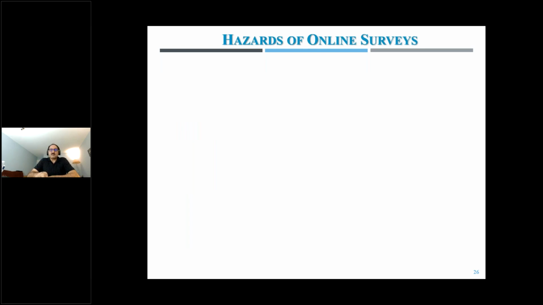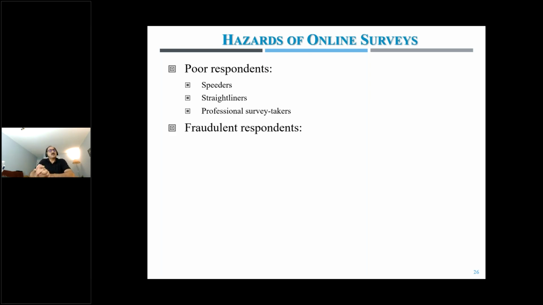And then I like to mention a couple of quick points about these online panels. I call it the Home Depot syndrome. Many researchers think that they can go to an online provider and provide some basic specs and get data that they can run with. Not recognizing that with online panels, often you have to worry about poor respondents. These are speeders, straight liners, and professional survey takers. And then also on top of that, you have to worry about fraudulent respondents.